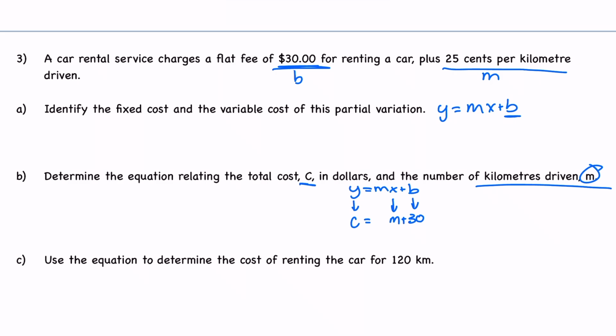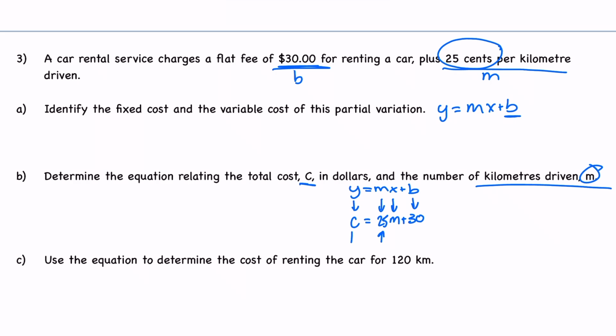And remember, it costs 25 cents per kilometer. So if M equals 1, it's going to be 25 cents. If M equals 2, it's going to be 50 cents. So our slope is going to be 25 cents. But remember, the cost is C in dollars. That's what it says over here. So we need to make sure our slope, or M portion, is also in the same unit. So it also needs to be represented in dollars. The way it's written right now makes it seem as if we paid $25 per kilometer.